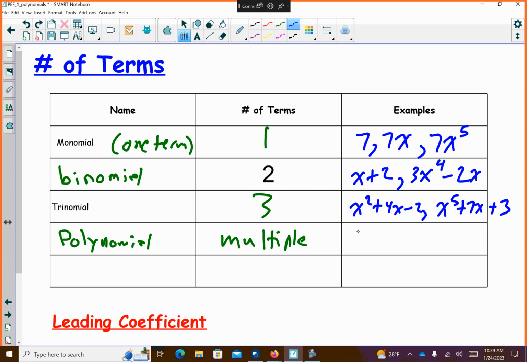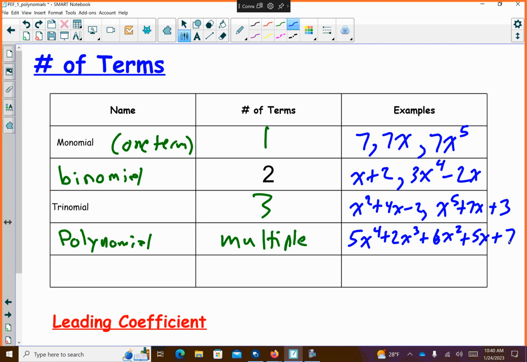So let's change the world where we're thinking. That's a polynomial. I have 1, 2, 3, 4, 5 terms. So I have 4 or more terms. Okay, and these are just fancy ways of naming it.